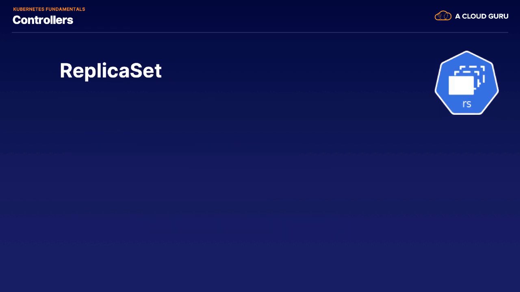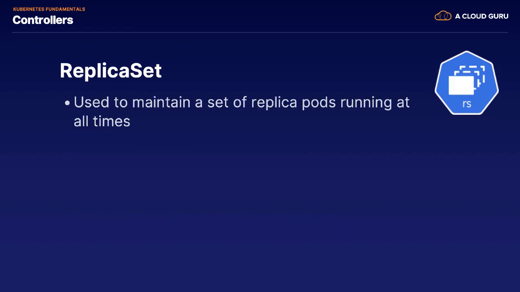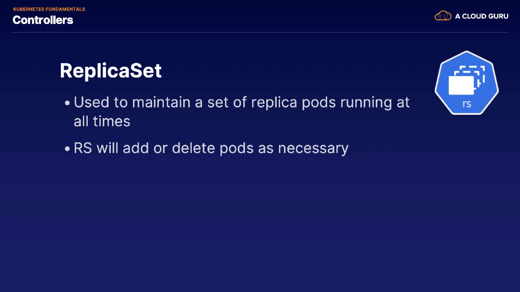So we said deployments create replica sets. Replica sets are used to maintain a specific number of replica pods running at all times. And that replica set will actually add or delete pods as necessary. So if a few pods die for whatever reason, the replica set will add more pods, 2 more pods, to ensure you're always running the exact number that you specified. If somehow too many pods are running, the replica set will get rid of pods or kill off pods to, again, make sure you're running the exact same number of pods that you specified.